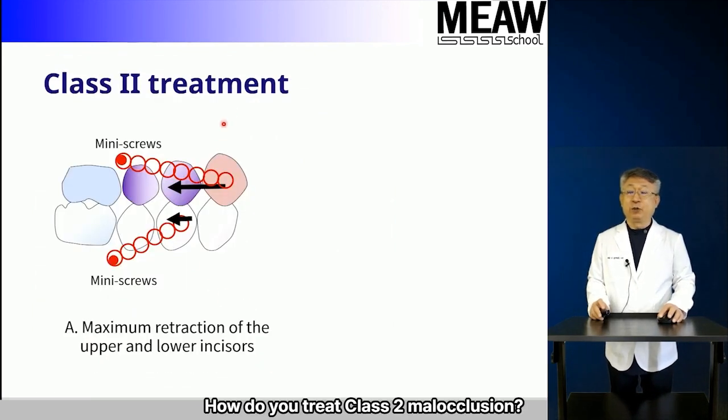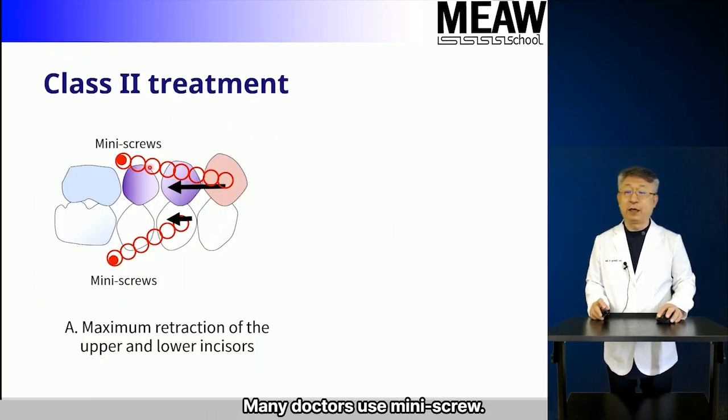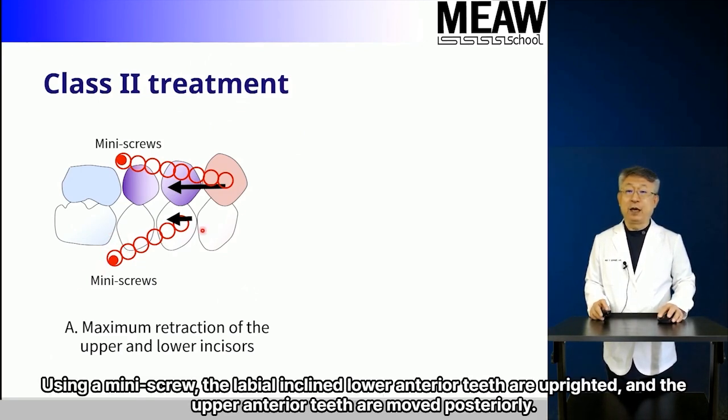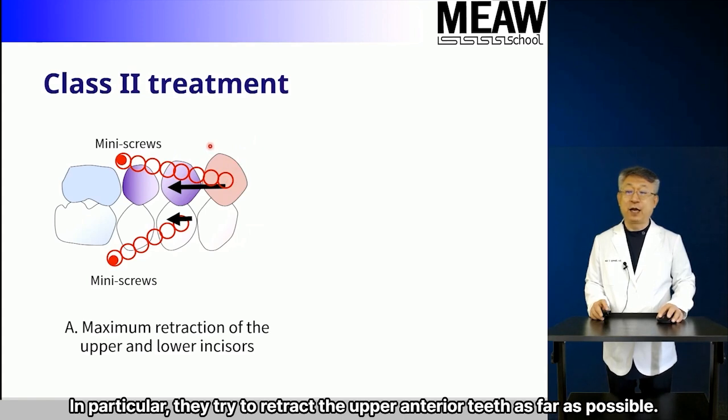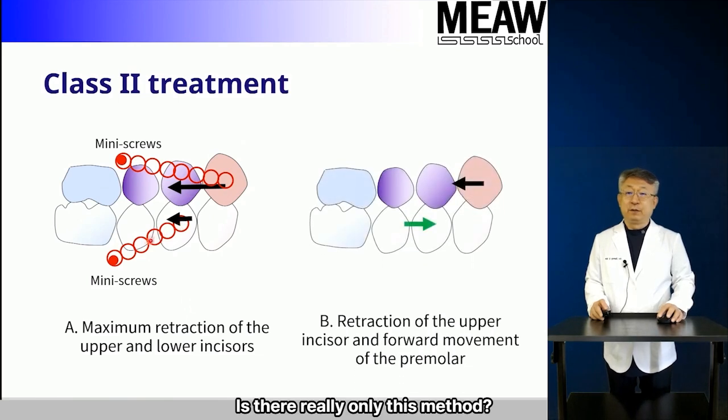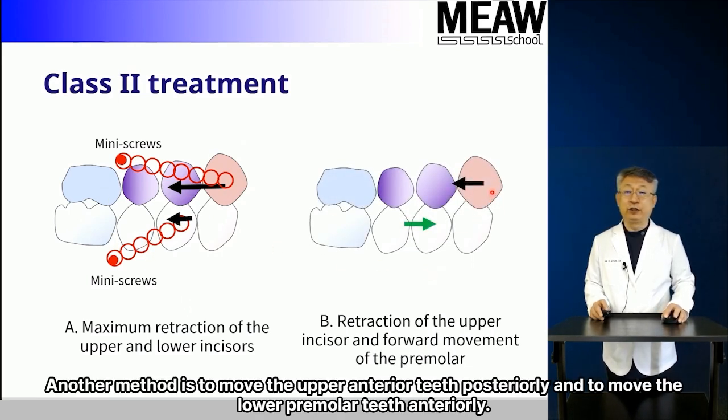How do you treat Class 2 malocclusion? Many doctors use mini screws. Using a mini screw, the labially inclined lower anterior teeth are uprighted and the upper anterior teeth are moved posteriorly. In particular, they try to retract the upper anterior teeth as far as possible. Is there really only this method? Another method is to move the upper anterior teeth posteriorly and to move the lower premolar teeth anteriorly.